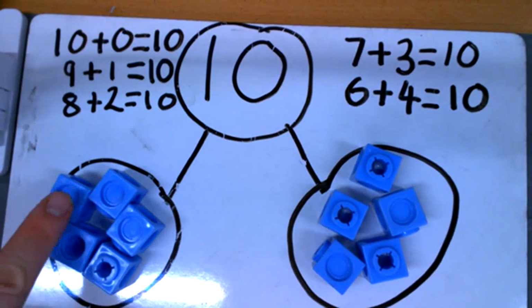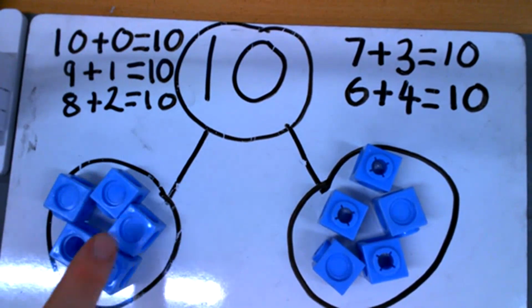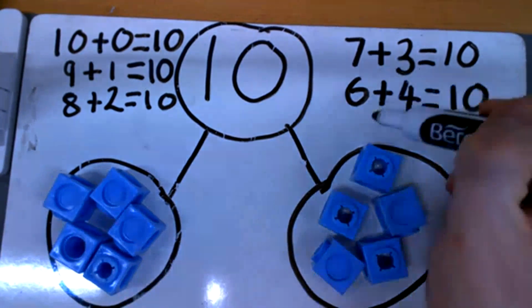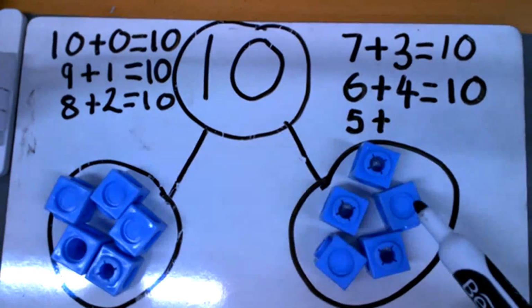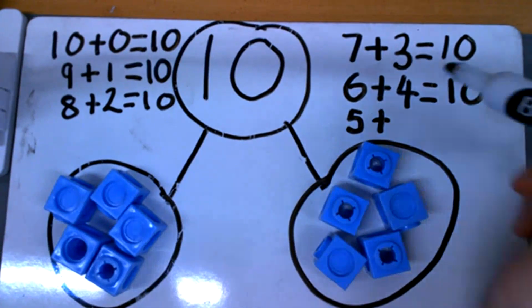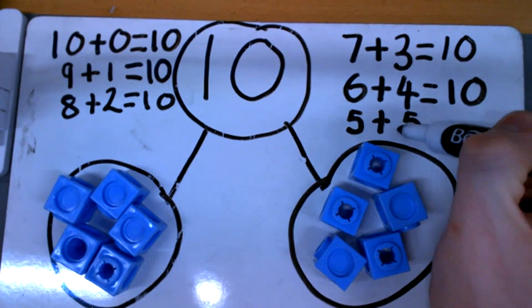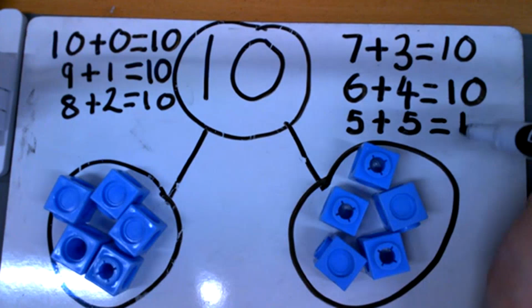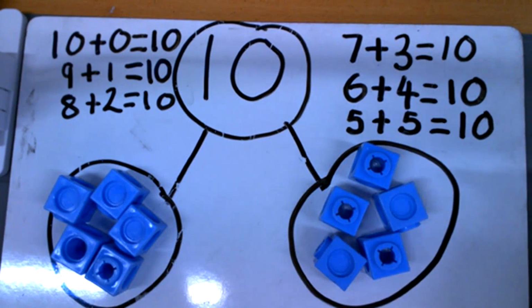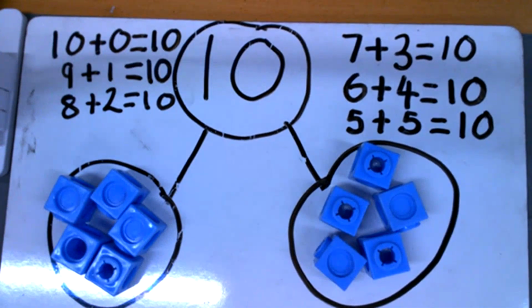All right, let's count. 1, 2, 3, 4, 5. 5 over here. 5 plus 1, 2, 3, 4, 5. They're equal. This part is equal to this part. 5 plus 5 equals 10. Okay, fantastic.